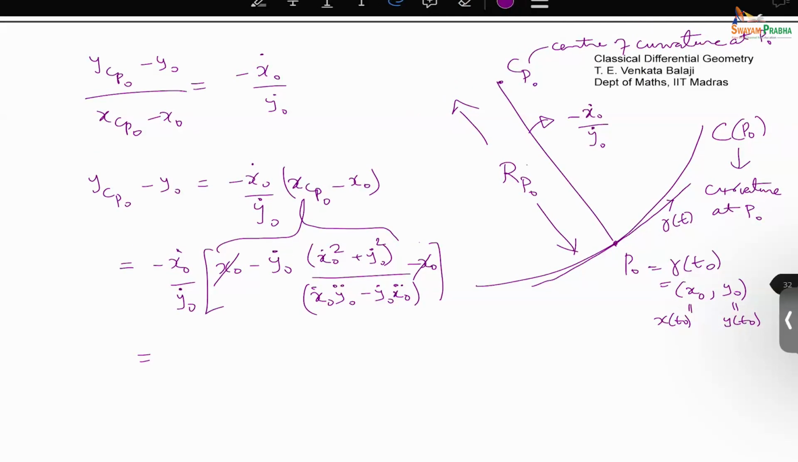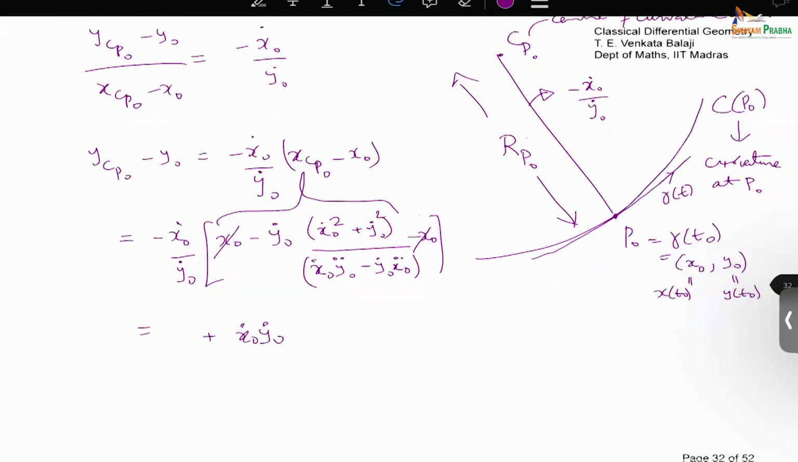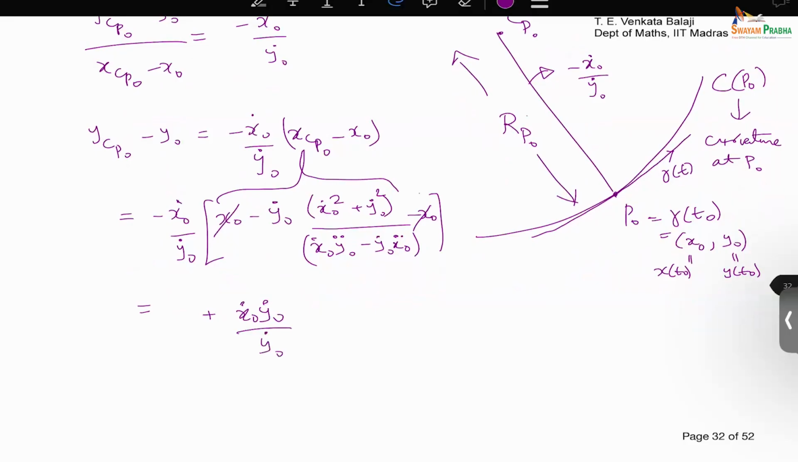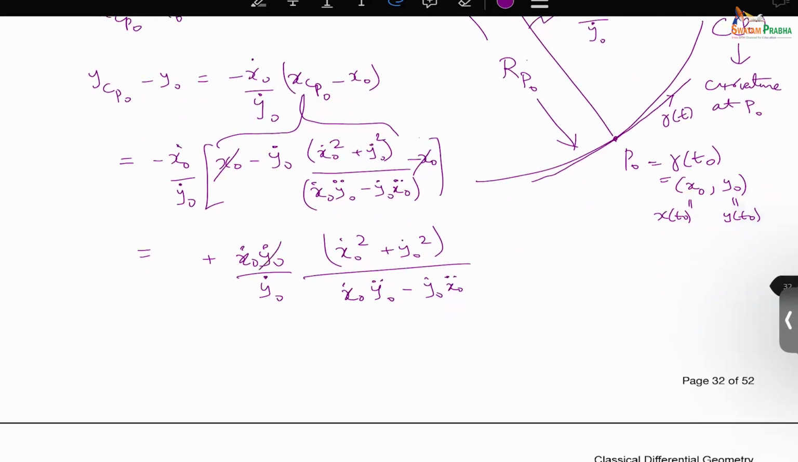I end up with plus x naught dot y naught dot, and then there is a y naught dot in the denominator, and then I get x naught dot squared plus y naught dot squared by x naught dot y naught double dot minus y naught dot x naught double dot, and the y naught dot is going to get cancelled. Of course, whenever I am cancelling, I am assuming that it is not 0, and you are going to see that this will eventually be an important condition later on.